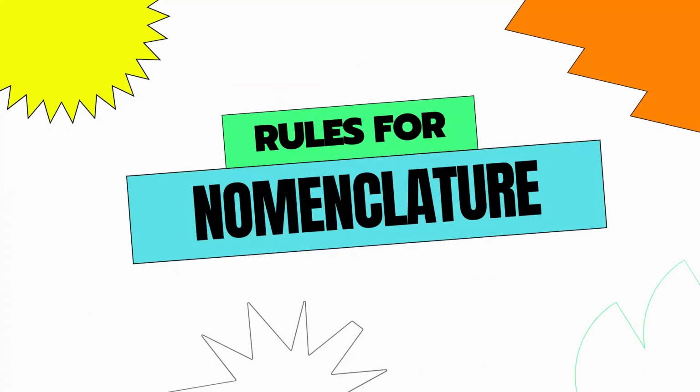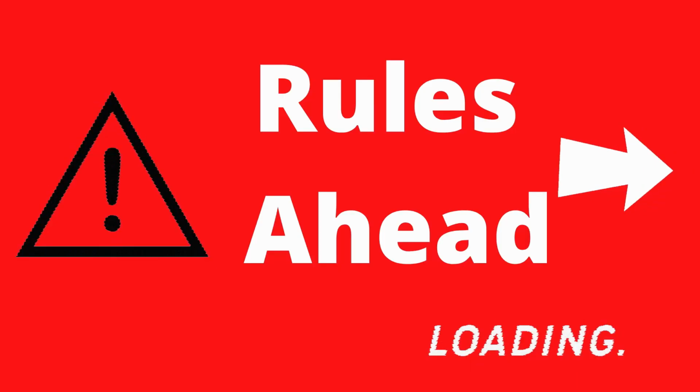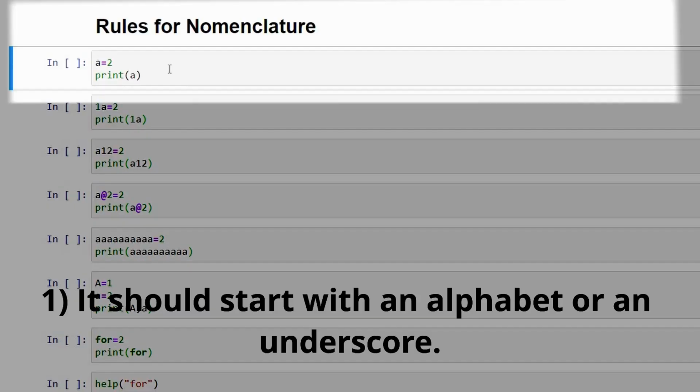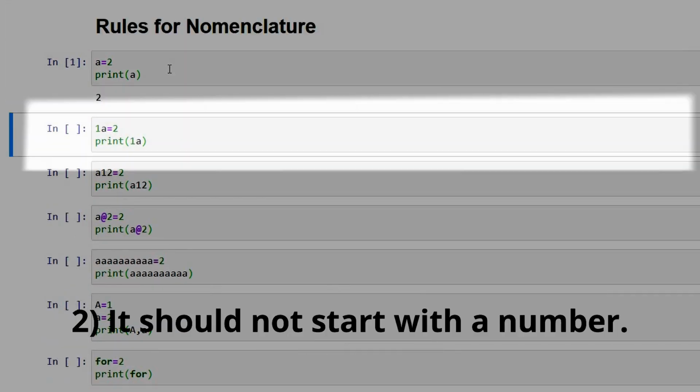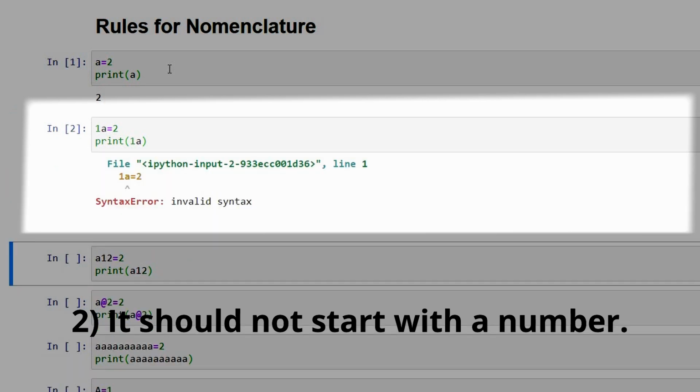Now coming on to the rules for nomenclature. Python variables have some strict rules which we must keep in mind while naming them. It should start with an alphabet or an underscore. Example is a equals 2. It should not start with a number. Example is 1a equals 2. Here, as we can see, Python has given an error.